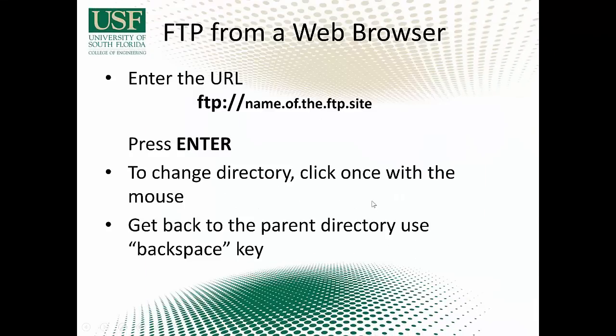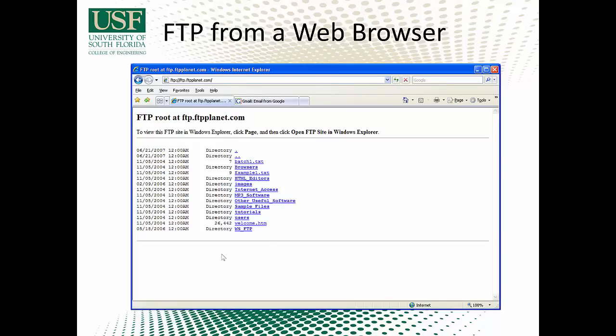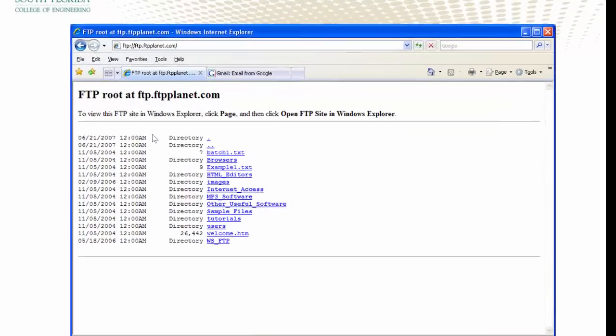We can also do the same thing on a web browser, and all we need to do is use the URL, the Universal Resource Locator, and specify the protocol to be FTP, and then the name of the FTP site that we want to go to. We hit enter, and we'll see a directory listing. When we see that directory listing, we can use the backspace to go back to the parent, and we can just click on the directory to navigate through it.